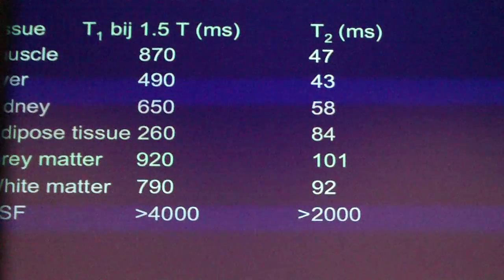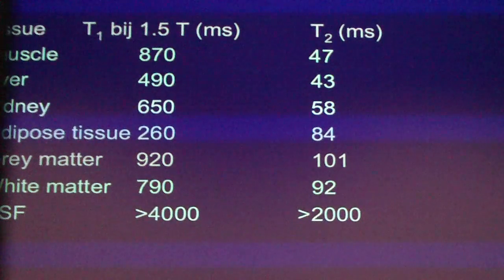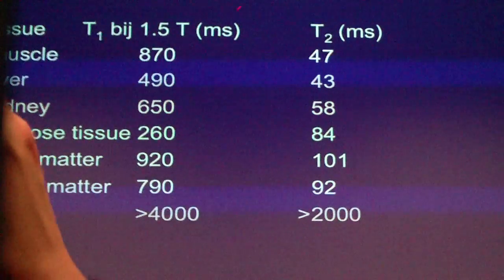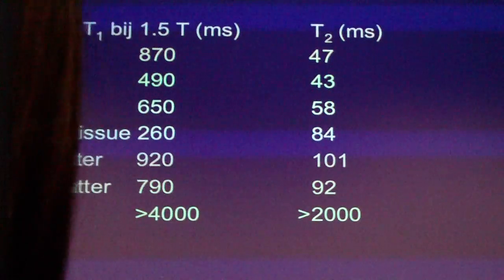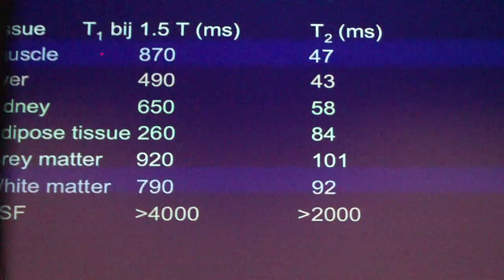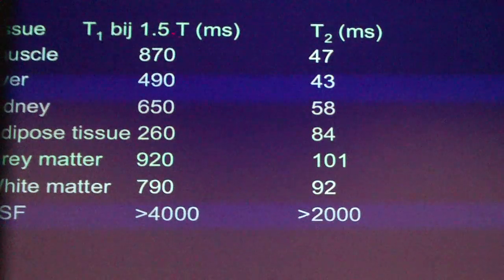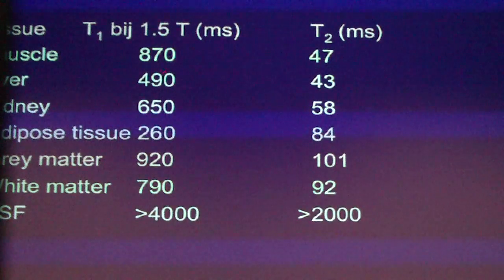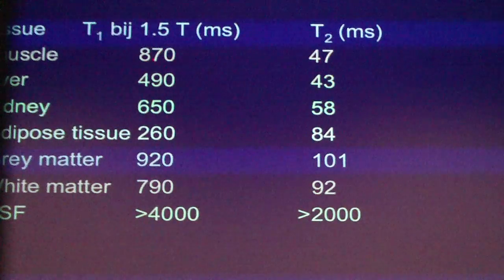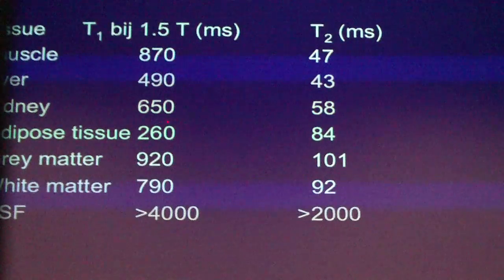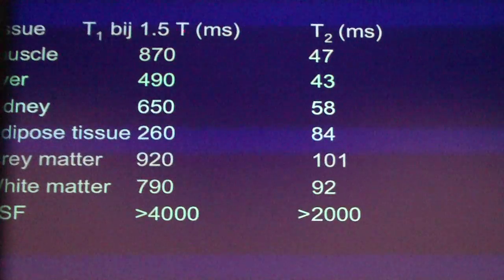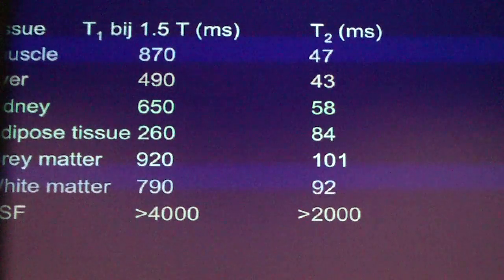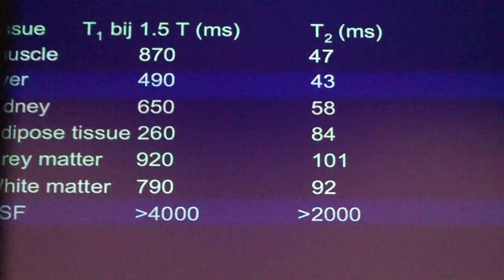So to get an idea, this is now at 1.5 T. What are these relaxation times? We give these relaxation times as the time until 63% of the magnetization is relaxed. T1 in muscle is about 870 milliseconds at 1.5 T. You see, adipose tissue is much faster. So if you have a T1 image, you can nicely differentiate these two tissues.